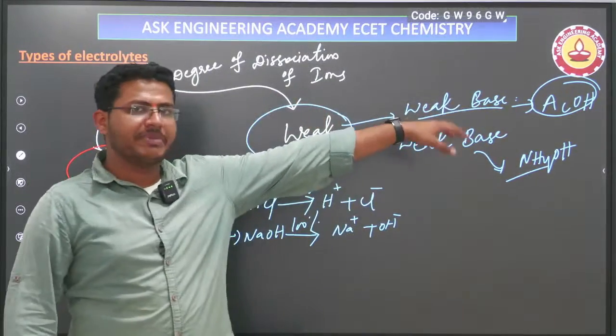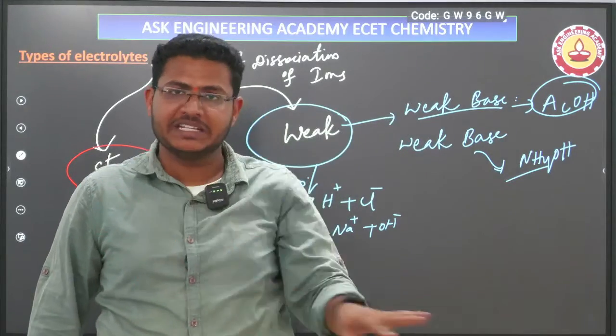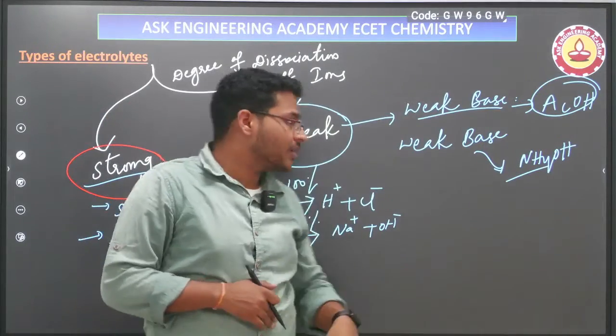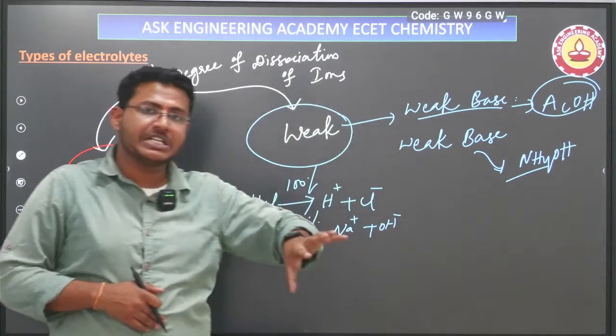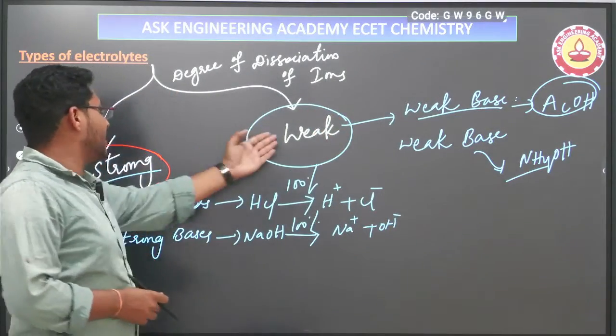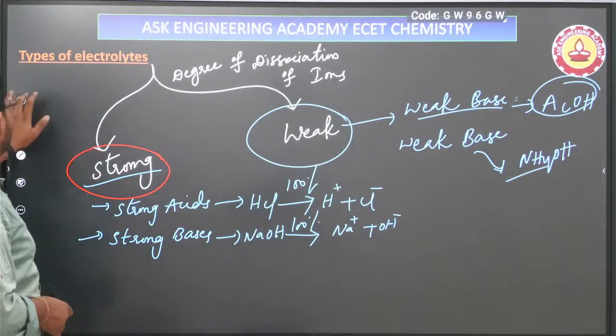In these kinds of bases and acids, the dissociation of ions is not that complete. There is a partial dissociation. So if there is incomplete dissociation of ions in the electrolytic solution, then those are called weak electrolytes. The others are called strong electrolytes. So these are the types of electrolytes.